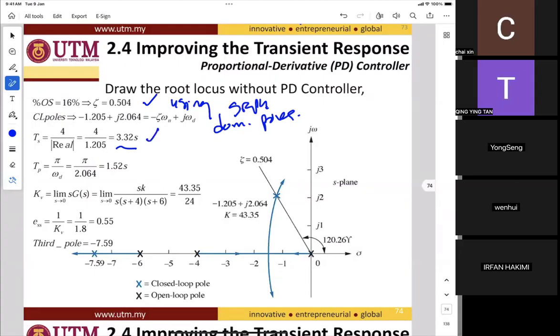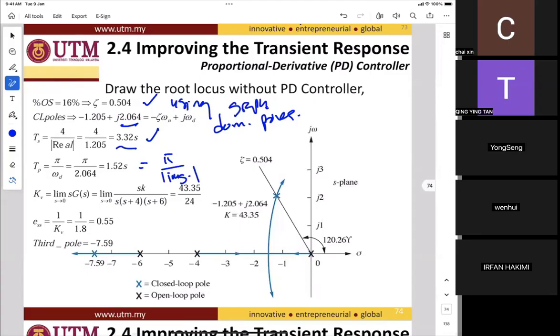What is the peak time? Pi over omega d. What is omega d? Omega d is the imaginary part of the dominant poles, which is this one, magnitude. So 1.52 seconds. So you can write it here, pi over the imaginary part.